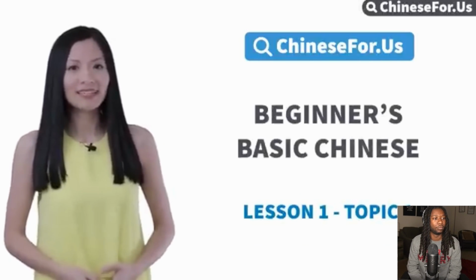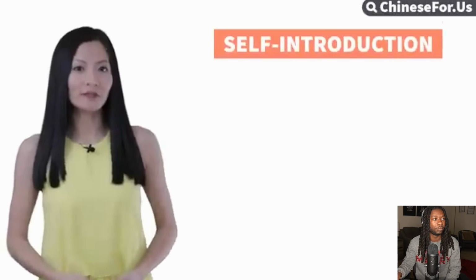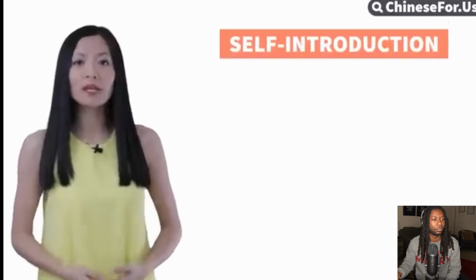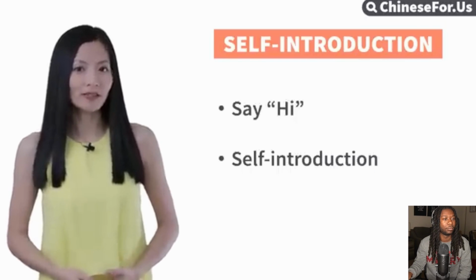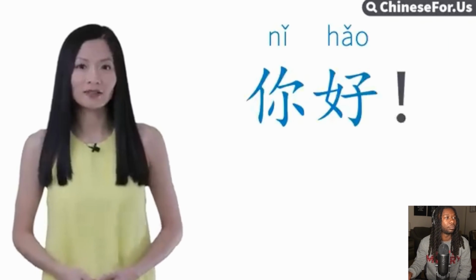我是丽丽. Today we'll learn how to introduce ourselves in Chinese. So when we meet a new person, we say hi to them and introduce ourselves. So we say 你好 to say hello.